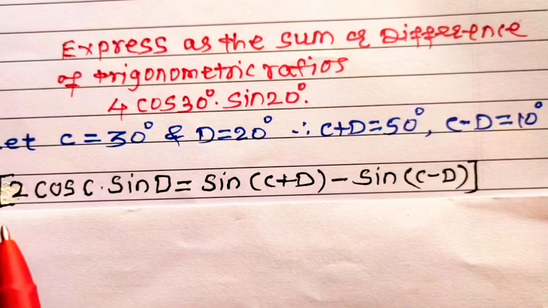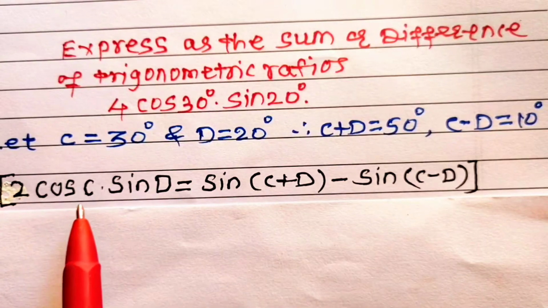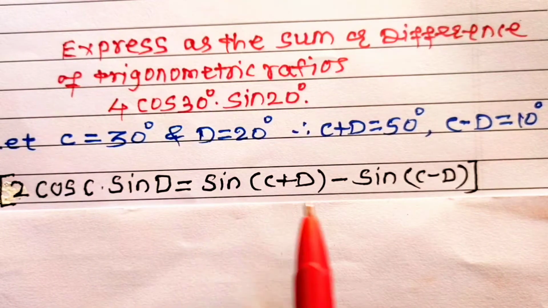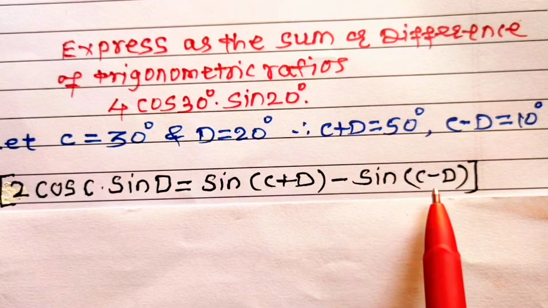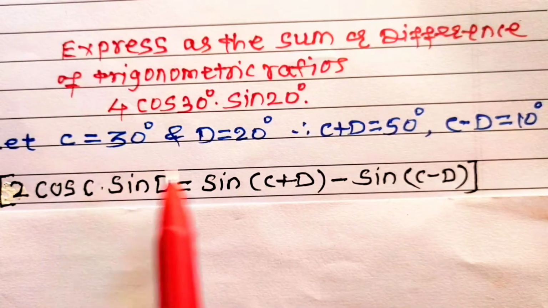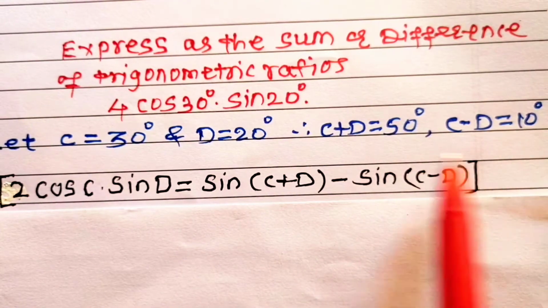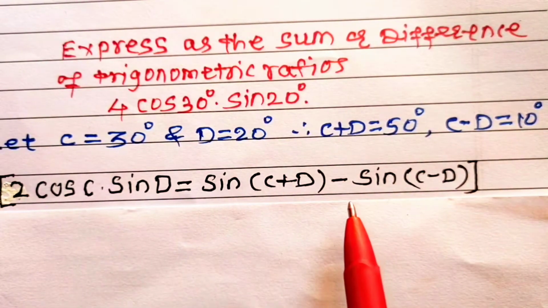Okay. Here, let us apply this formula. 2 times cos C into sin D is equal to sin of (C plus D) minus sin of (C minus D). But we know C is 30 degree, D is 20 degree, C plus D is 50 degree and C minus D is 10 degree. Put all these values in this formula.